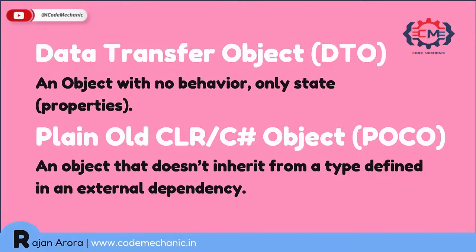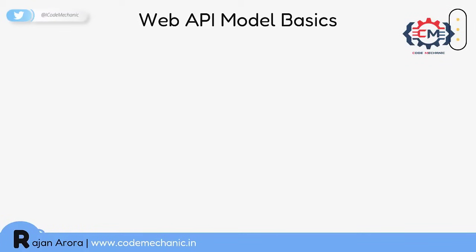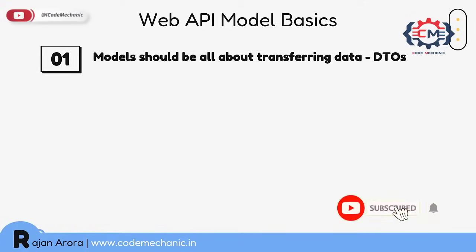Why should your API models not have behavior? Because their only purpose is to be serialized and deserialized into the text format, which is then sent over the wire. At a minimum, your model's type should be focused purely on transferring data. That's it. That's their sole responsibility. Make sure they are just DTOs.